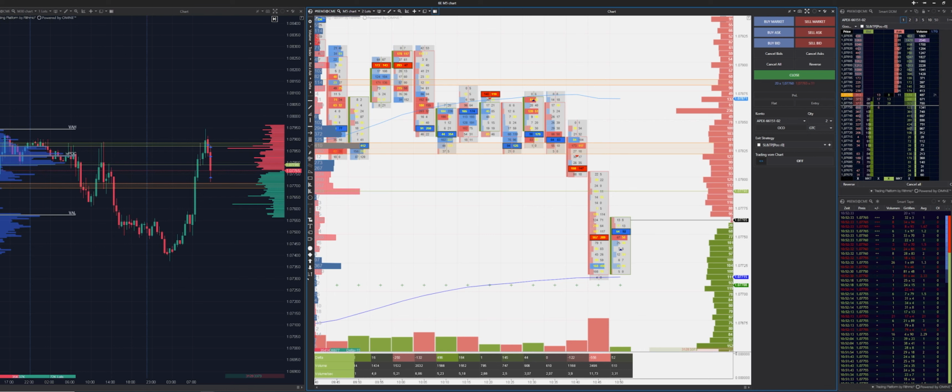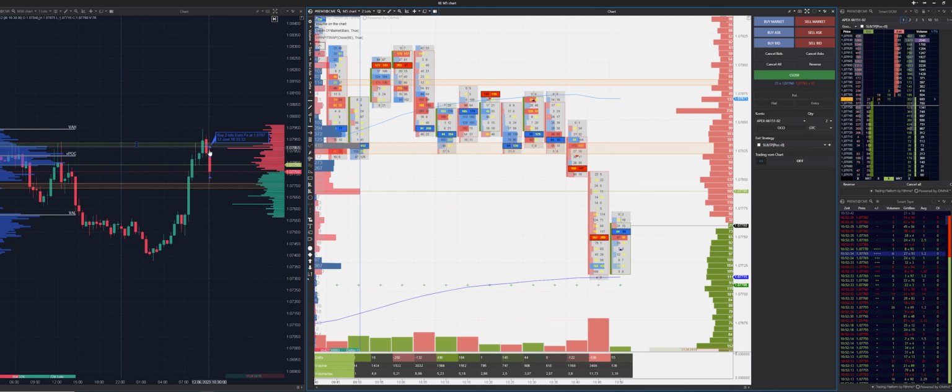By the way, if you want to see that setup yourself, it is the 12th of June, and this is EUR USD. Look at the chart yourself, you can see it here.